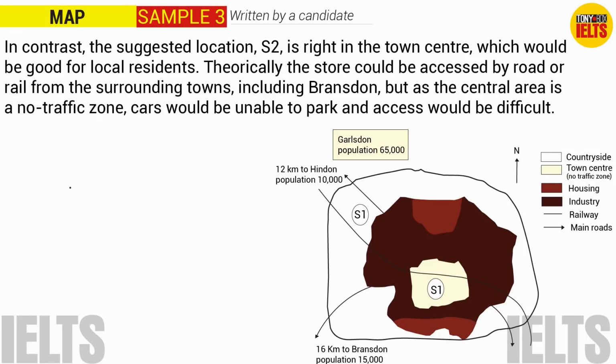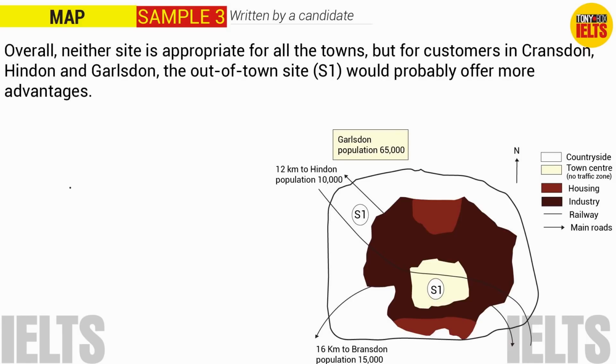Theoretically, the store could be accessed by road or rail from the surrounding towns, including Branston. But as the center area is a no-traffic zone, cars would be unable to park and access would be difficult. Overall, neither site is appropriate for all the towns, but for customers in Cranston, Hindon, and Garlston, the out-of-town site S1 would probably offer more advantages.